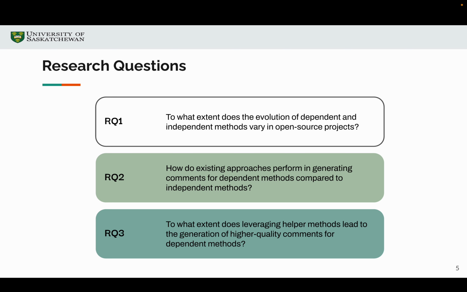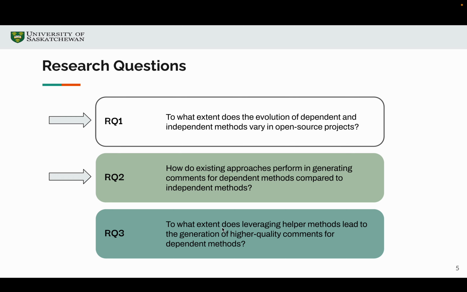If the ratio of dependent methods is high in practice, then research focus should be given to this kind of method while generating summaries. And for research question 2, we explored how the existing approaches perform in generating comments for dependent methods compared to independent methods. If we divide the methods into dependent and independent ones, how do the current approaches perform? Do they perform similarly or differently? And finally, based on the findings of RQ2, we will see to what extent leveraging helper methods leads to the generation of higher quality comments for dependent methods.